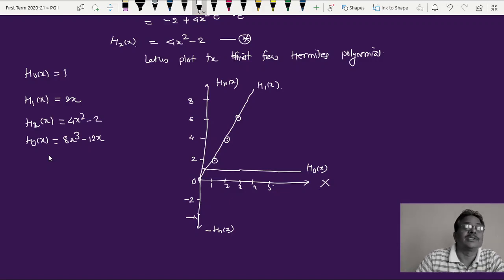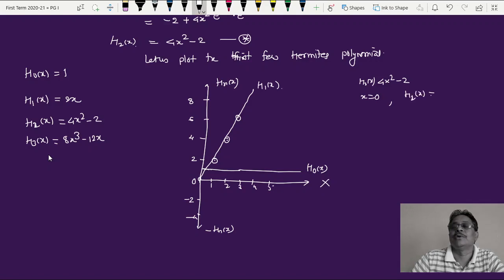Then put values of x for h2 of x, which is 4x square minus 2. Put x equal to 0: h2 of x will be 0 minus 2, it is minus 2, so I get this point. Put x equal to 1: h2 of x will be 4 into 1 minus 2, which is simply 2. So when I put 1, I get 2 here.